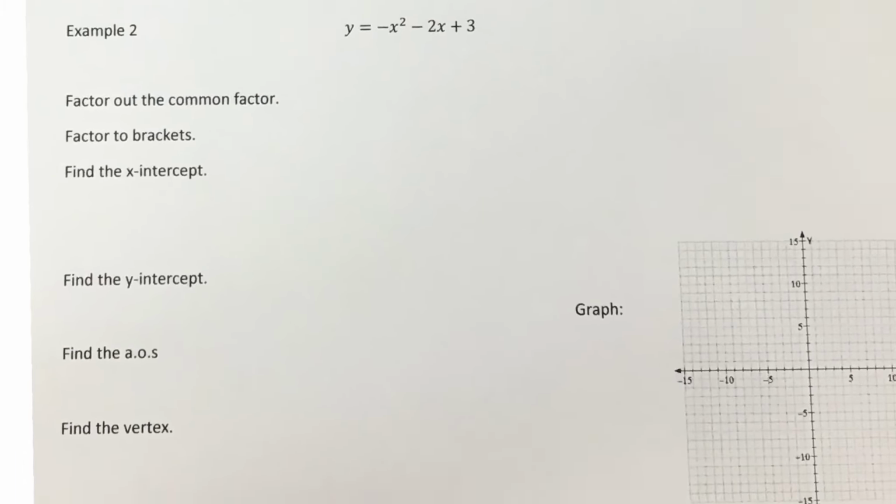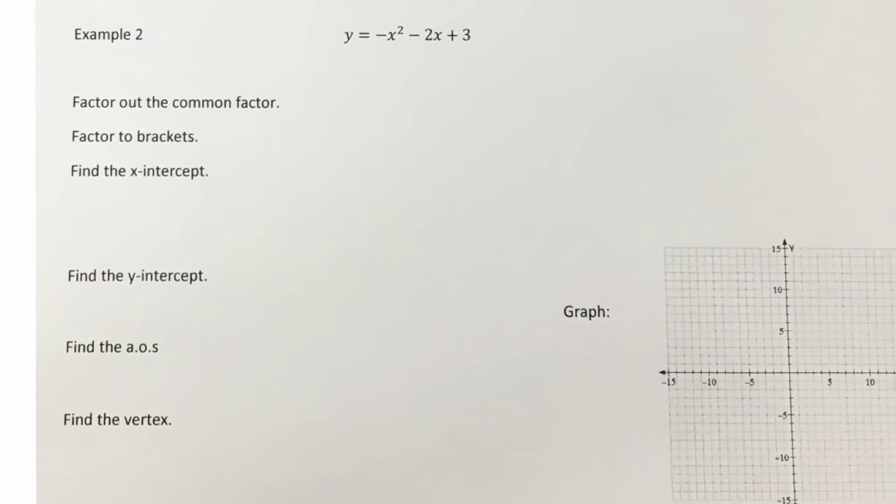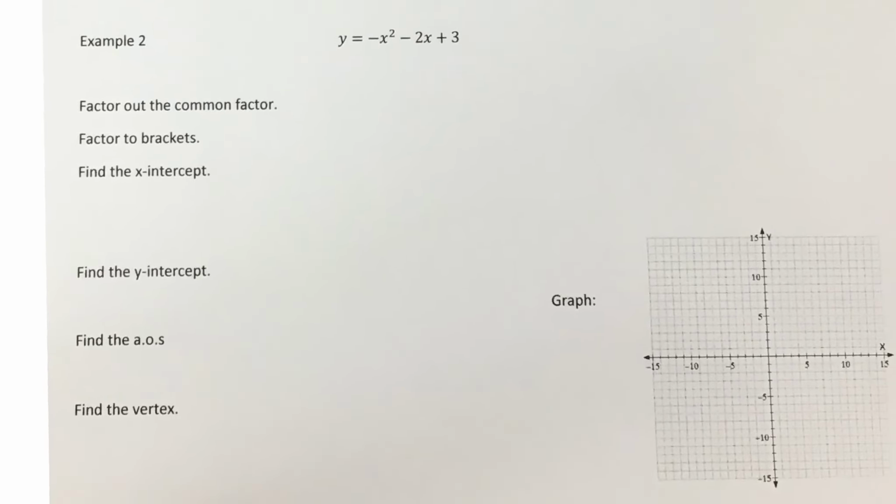All right, let's look at this example. This example also has an a not equal to 1. So look, what do we have as our a here? We've got a negative 1. So negative 1 needs to be factored out. So we're going to factor out a negative 1.